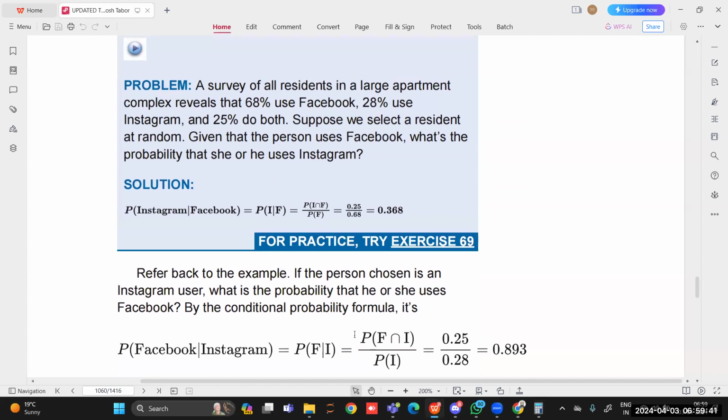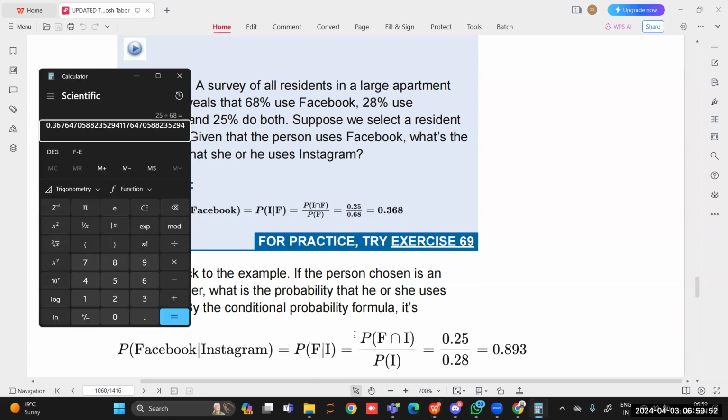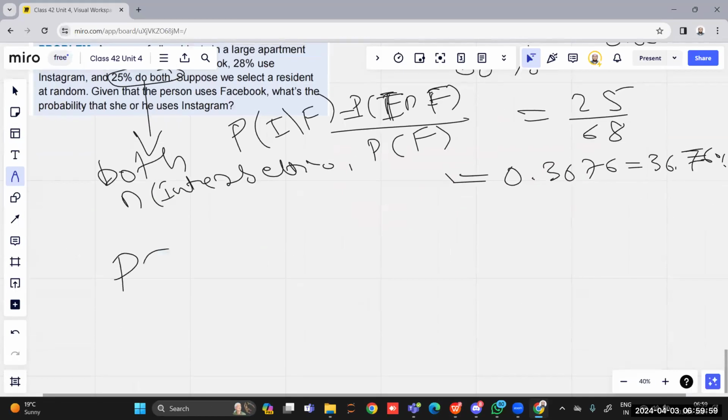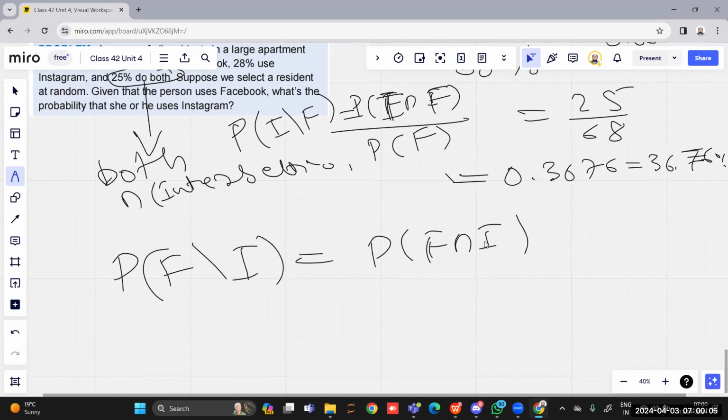So see. Got that? Yes or no? So refer back to the example. If a person chooses an Instagram user, what is the probability that she chooses Facebook? We'll change the question now. We were finding Instagram given Facebook. What if he was an Instagram user? Facebook given Instagram. So it will be probability of F intersection I. You write F intersection I or I intersection F, this is the same. Both are the intersection.